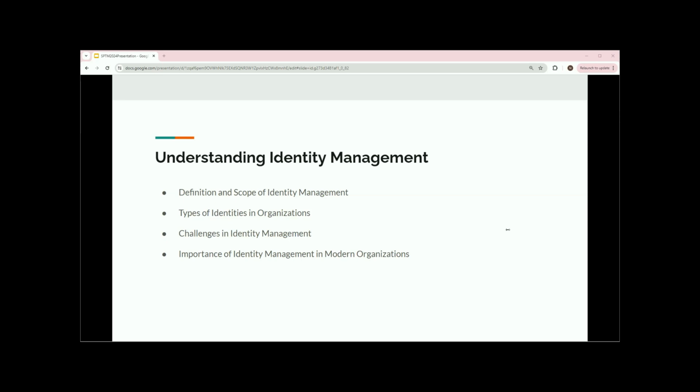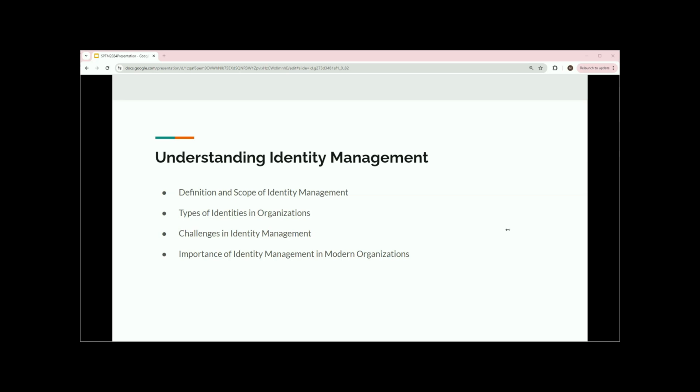So how can organizations beef up their identity management game? Implementing multi-factor authentication is a great start. This makes it harder for unauthorized users to slip through the cracks. Role-based access control is also key. It ensures the users only have access to what they absolutely need for their job. And keeping a constant eye on user activity can help catch any suspicious behavior early on.